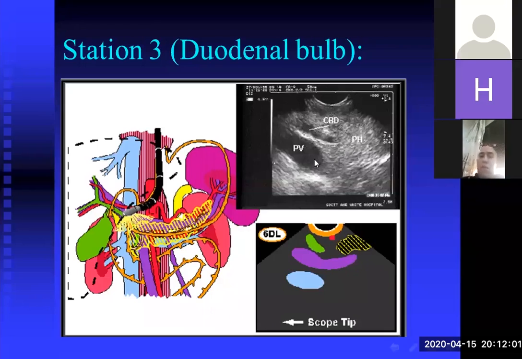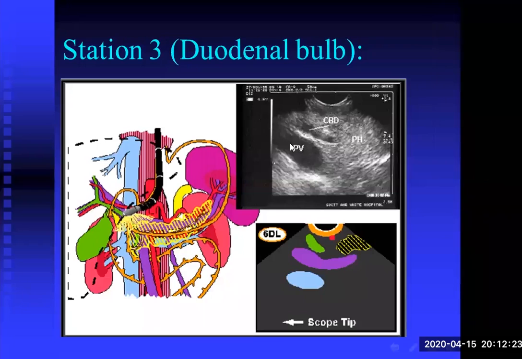Here our landmark is the venous confluence. So in the second part of the duodenum, whether at the papilla or in the upper second part, we see the superior mesenteric vein. But when we move up to the duodenal part, I can see the superior mesenteric vein joining the splenic vein and forming the portal vein. Here, the splenic vein is coming from below to unite with the superior mesenteric vein and to form the portal vein.